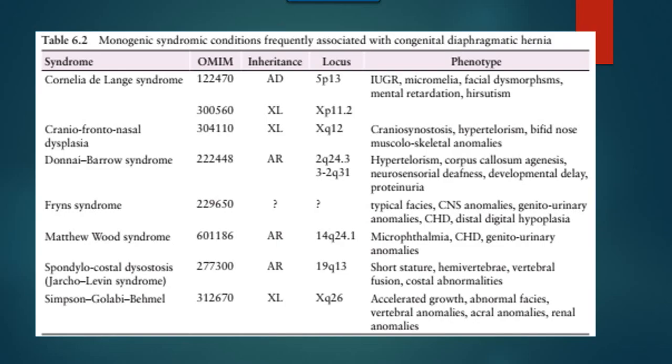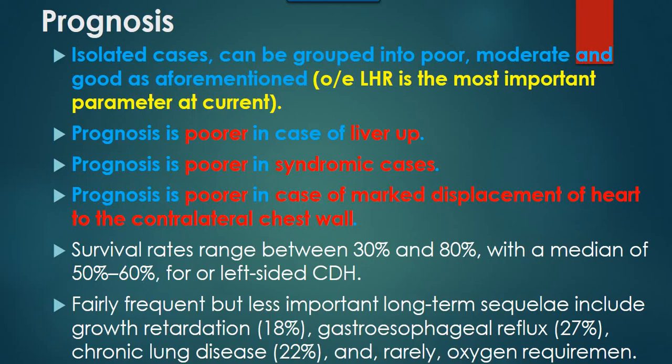And there are some syndromes that are associated with congenital diaphragmatic hernia, including as well corneal telangiectasia and Joshua-Levin syndrome. The prognosis in isolated cases can be grouped into poor, moderate, and severe. As aforementioned, the observed to expected lung to head ratio is the most important parameter at current.